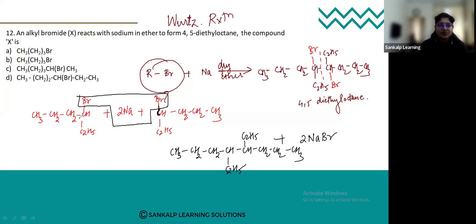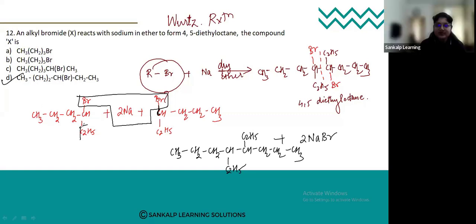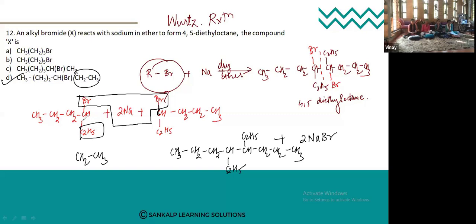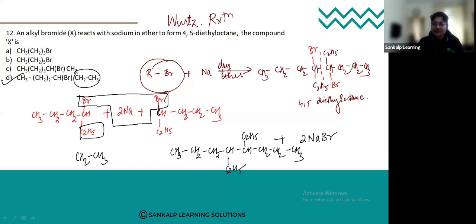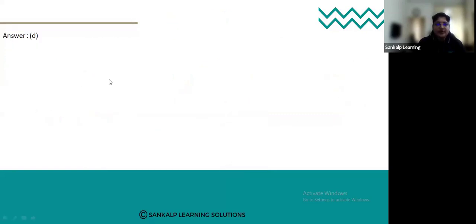CH3, CH2, CH2 twice, CHBr, C2H5. So option number D, right? Option number D. C2H5 is nothing but again CH2, CH3. Understood? Yes, ma'am. Okay, so very important. Like this they will ask you a name reaction, an indirect way of asking the question. So option number D is the answer. Next one.